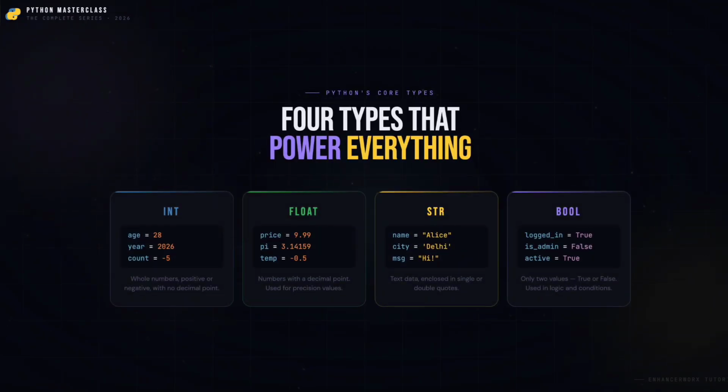Python has 4 core primitive data types that you will use in virtually every program you ever write. The integer for whole numbers, the float for decimal numbers, the string for text, and the Boolean for true or false logic. Each one is a distinct object in memory with its own rules and behaviors.